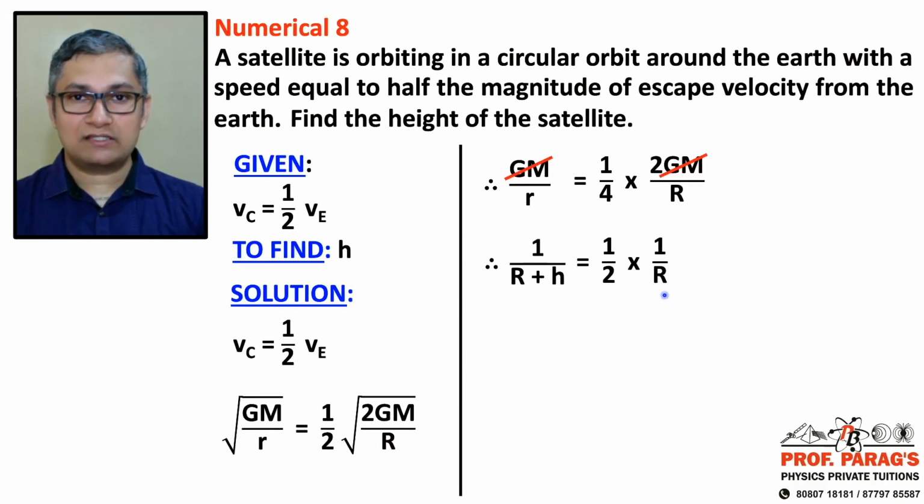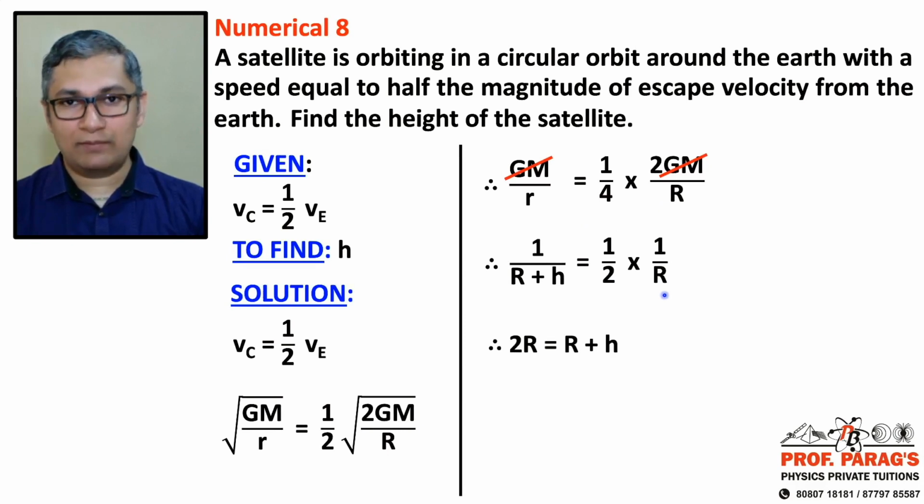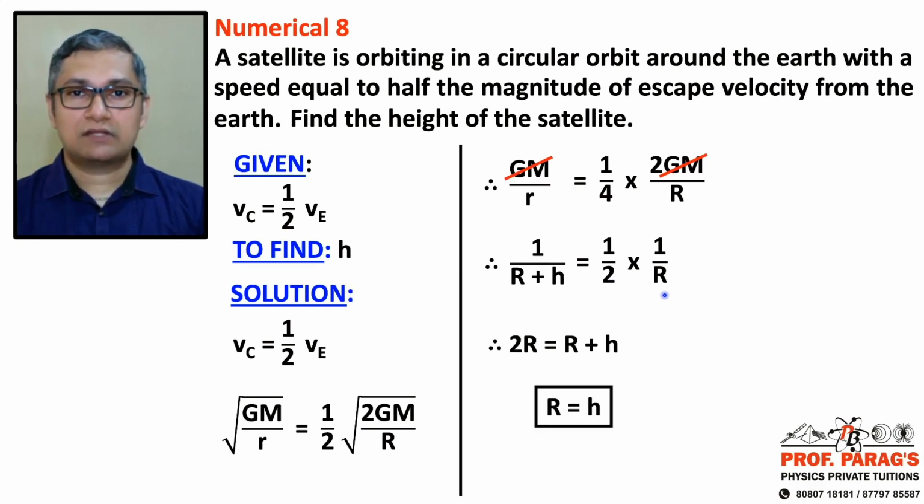So now we can just again cross multiply. So 2R is equal to R plus H, or in other words, capital R is equal to H, or the height. The height is nothing but, they are asking us to find out the height, is going to be 6,400, that is nothing but the radius of the earth. Okay.